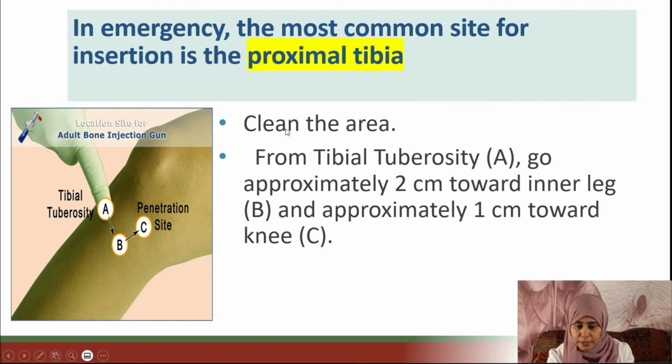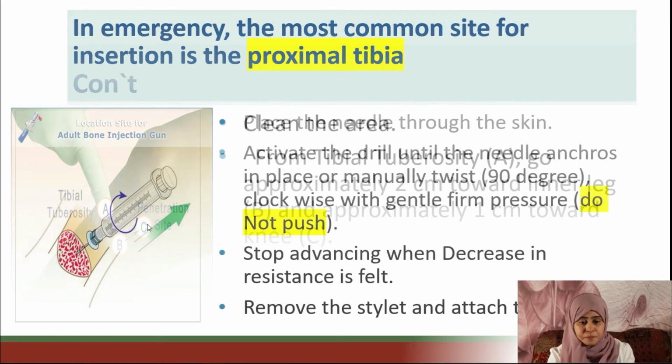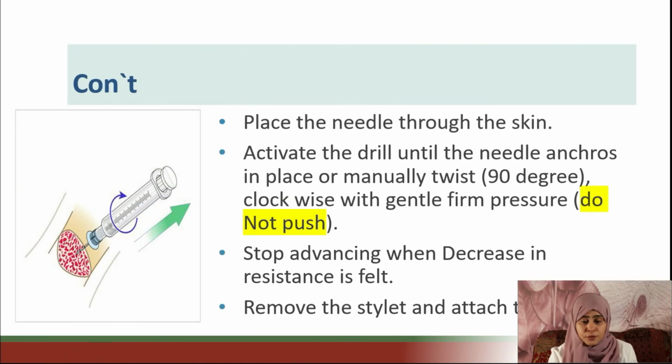First of all, we will clean the area with alcohol or chlorhexidine. Then we will find the tibial tuberosity. Then we will go approximately 2 centimeters toward the inner leg, then approximately 1 centimeter toward the knee. That will be the penetration site. Then we place the needle through the skin.